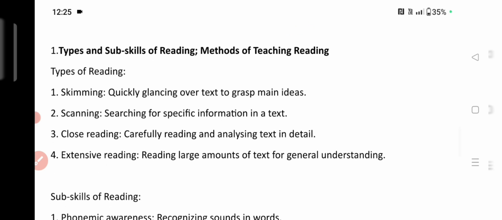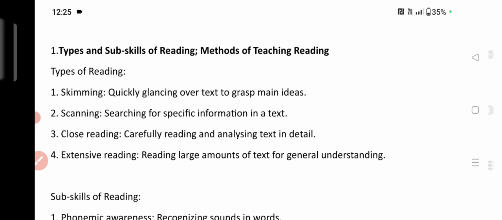Those are skimming, quickly glancing over text to grasp main ideas. That means if you are reading a newspaper, for a glance you will read the headlines, right? Then only you can understand the inner subject. If you go deeper, you will read the sub content of the topic, right? It's called skimming, quickly glancing over the text to grasp the main ideas.